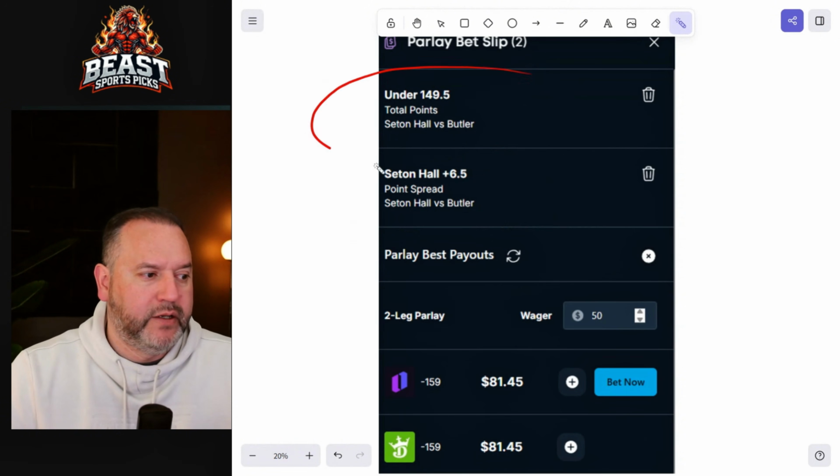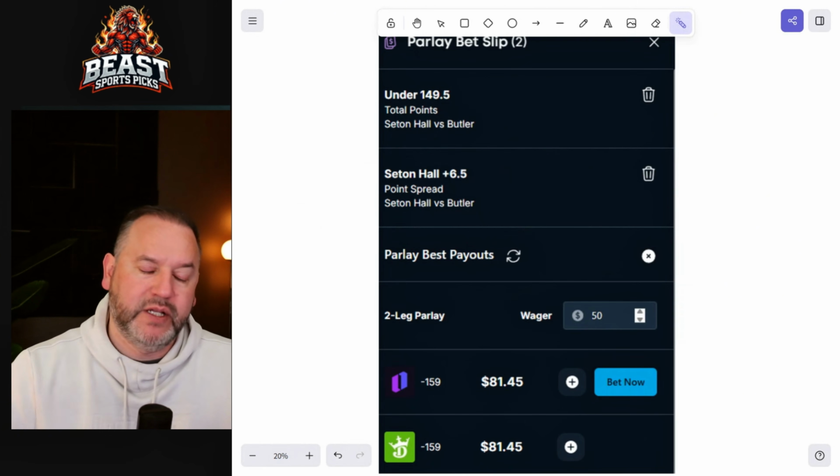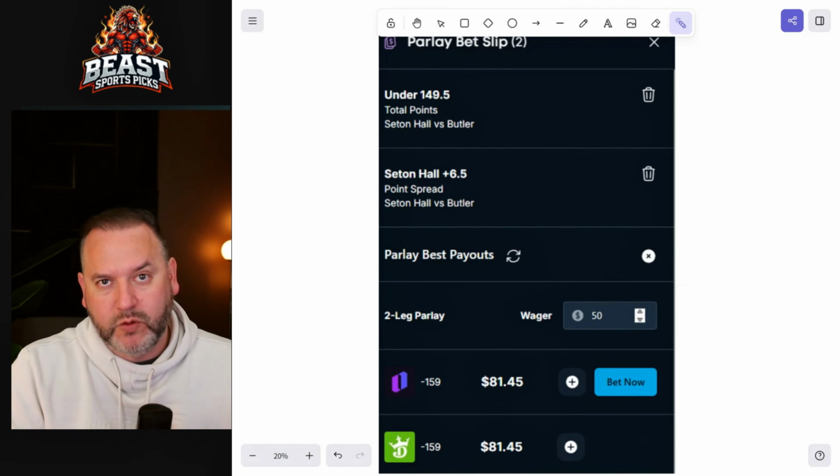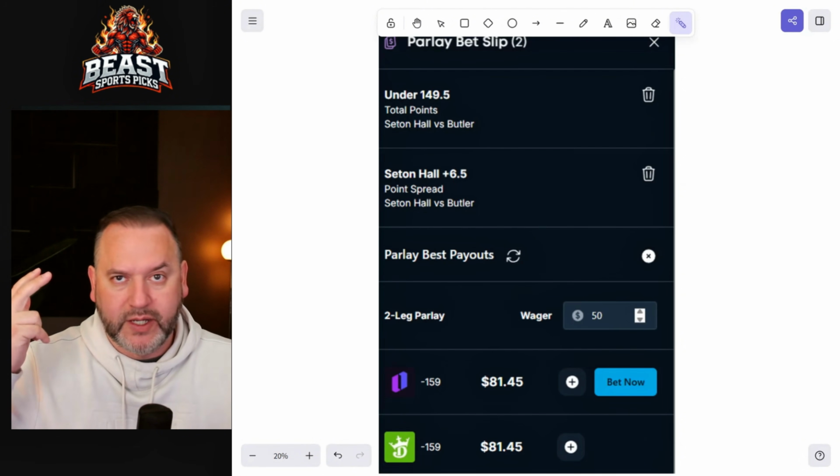Again, the play, guys, is the under 149.5 for Seton Hall versus Butler because of the great defense. And then I'm going to take Seton Hall at +6.5. That means they can lose the game by 6 and we still win this bet, because of all the reasoning I was saying. They cover spreads, they're great on the road, and Butler is on a losing streak.